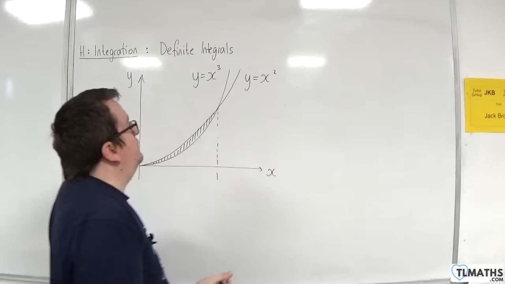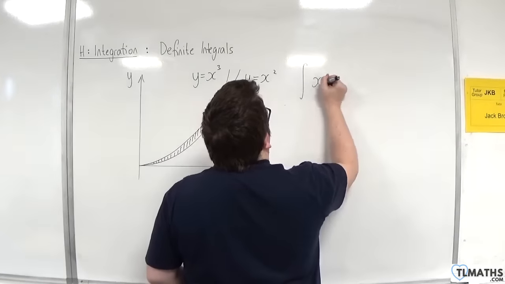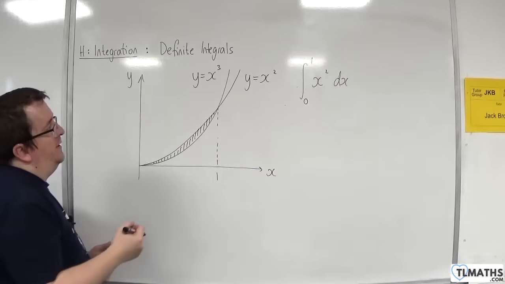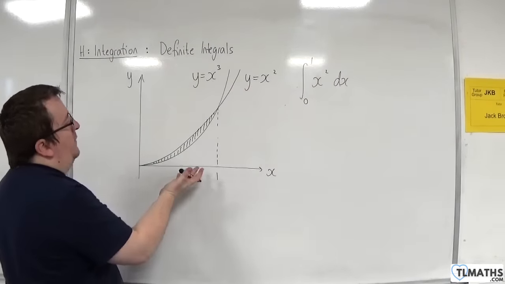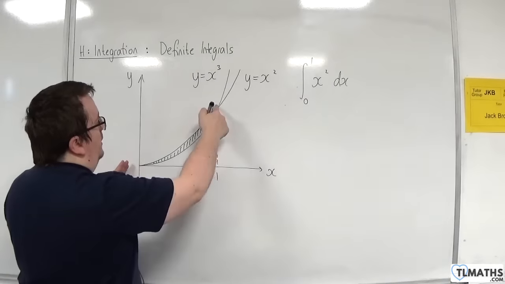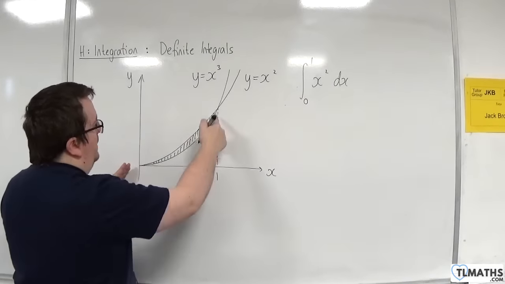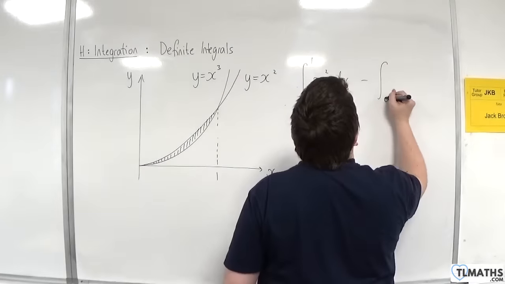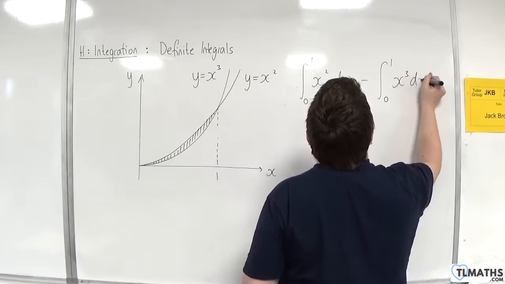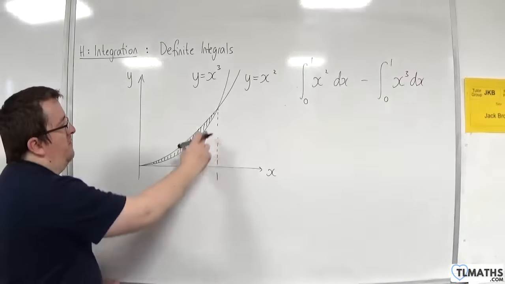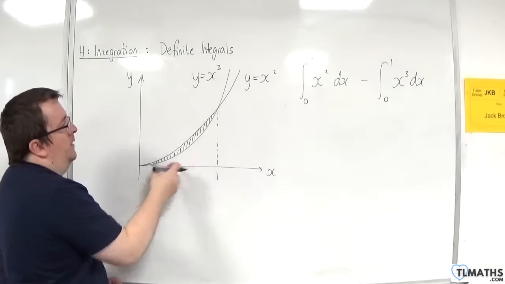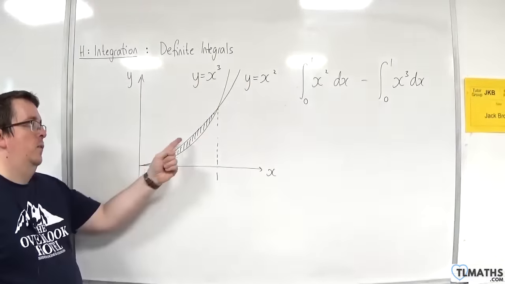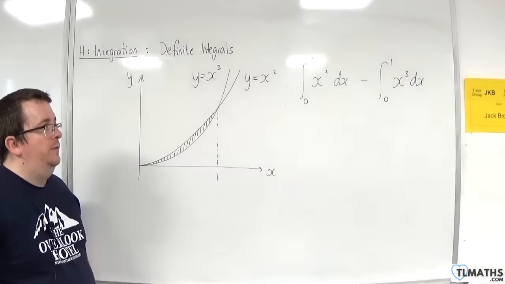Well, I know that if I integrate x squared between 0 and 1 dx, that is going to give me the area between the x-axis and the curve between 0 and 1. And so it would give me all of that. But I don't want this bit here, so I would need to subtract the integral between 0 and 1 of x cubed dx. The integral of x cubed dx would give me this region here. If I take away that, I should be able to work out what the area of that strip is.